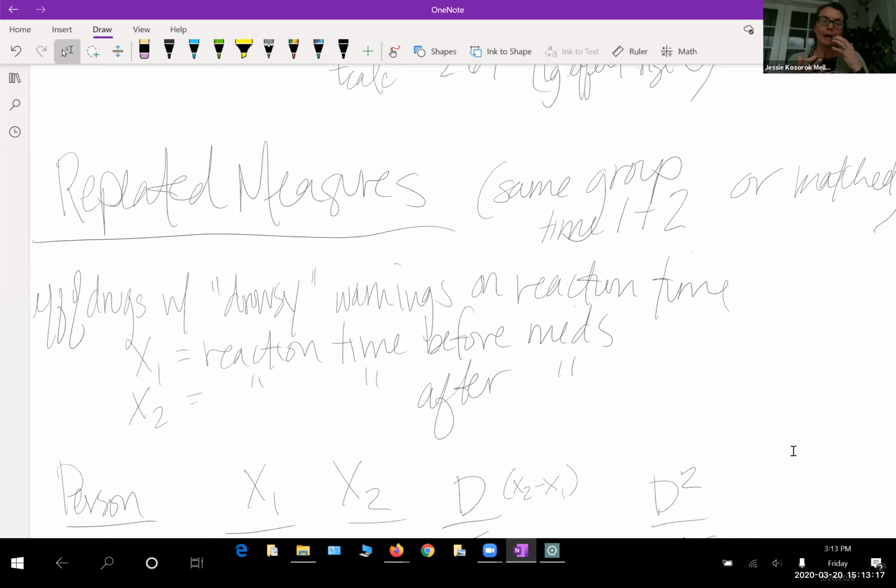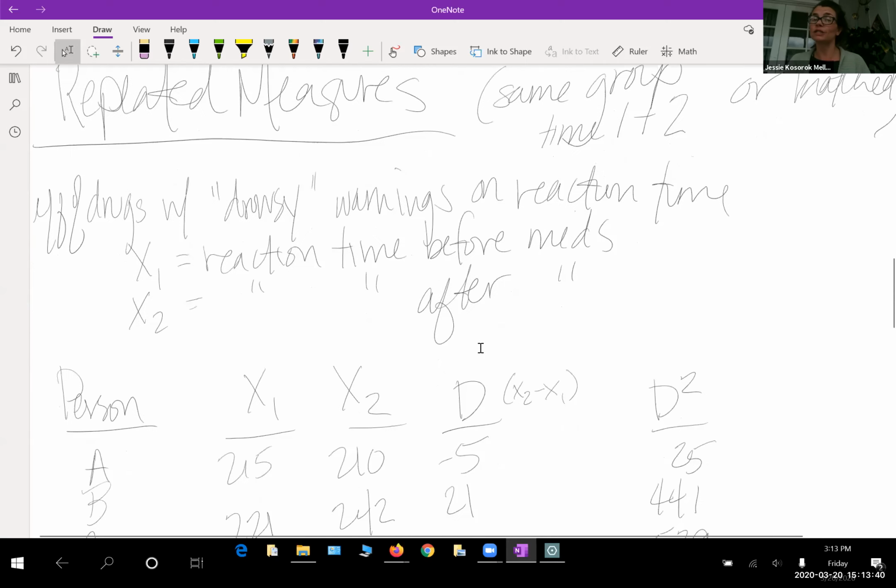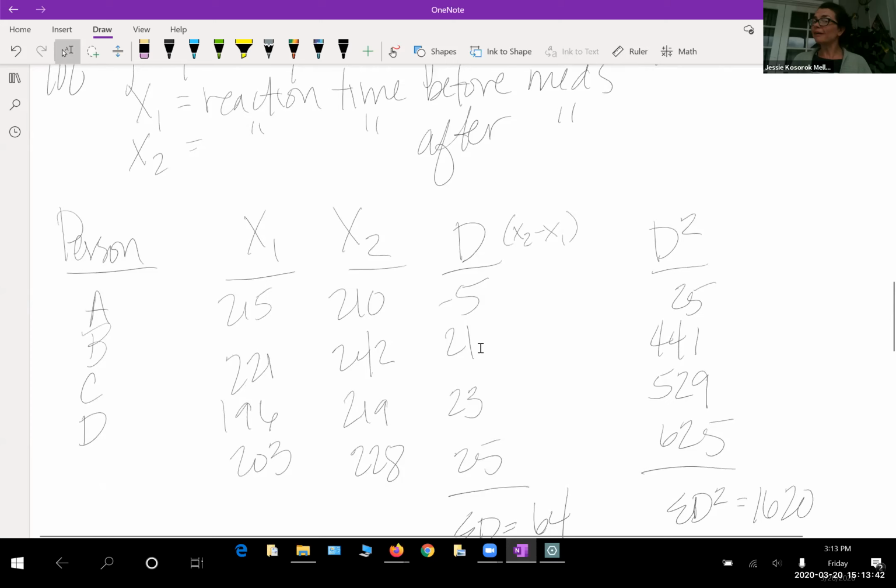So in this example, what they examined was the effect of drugs with a drowsy label on reaction time for participants who have taken those drugs. Well, at first, they need to know their general reaction time without having that drug in their system. So X1, time 1, is the reaction time before the meds, and time 2 is the reaction time after the meds. And we only have 4 people in our sample. We have person A, B, C, and D. So at time 1, here are their scores. At time 2, here are their scores.